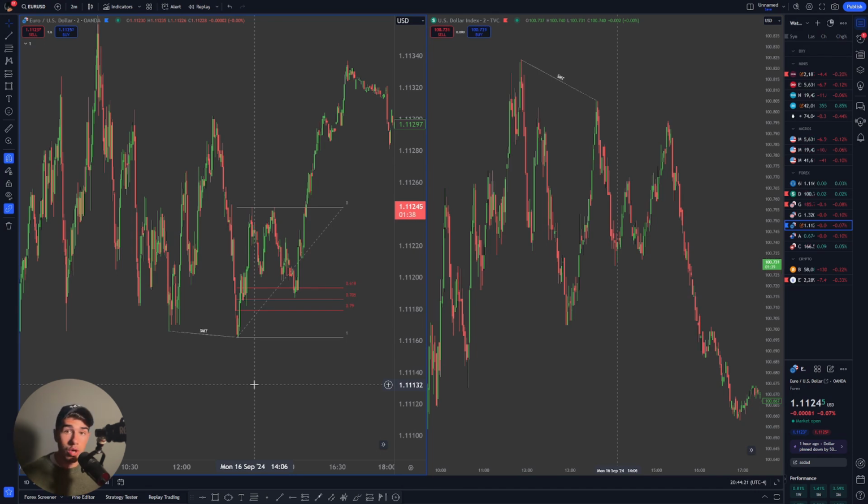Try to implement this with whatever system it is that you currently use. See if it helps you on a regular basis, increases your win rate, whatever it might be. It certainly helped me, and I think it's going to help you too.